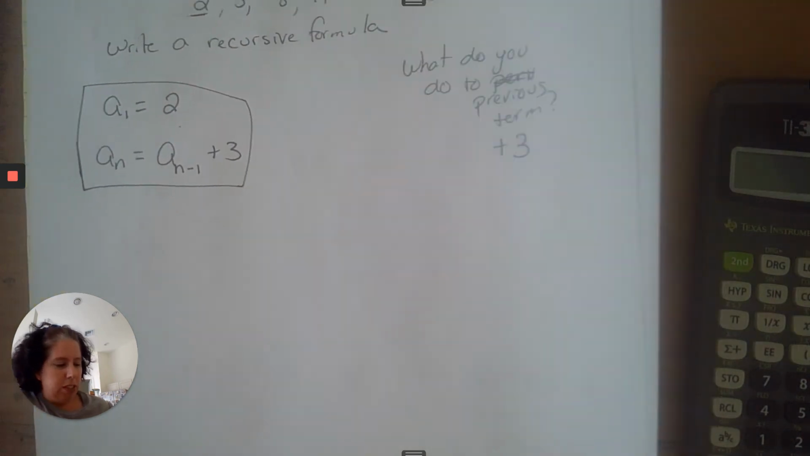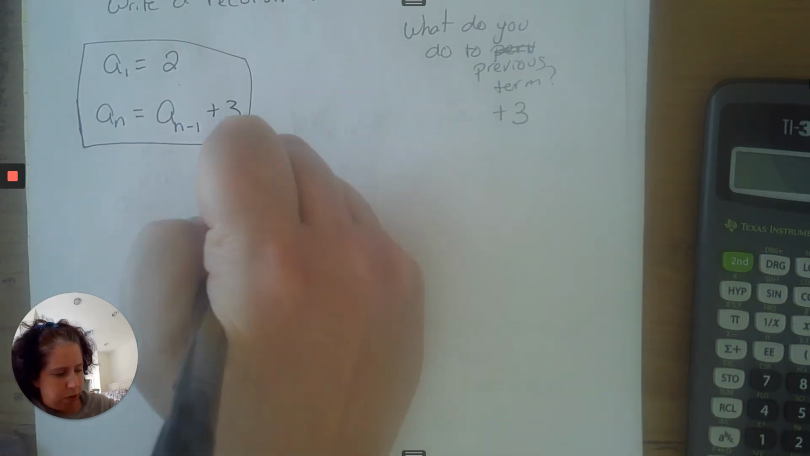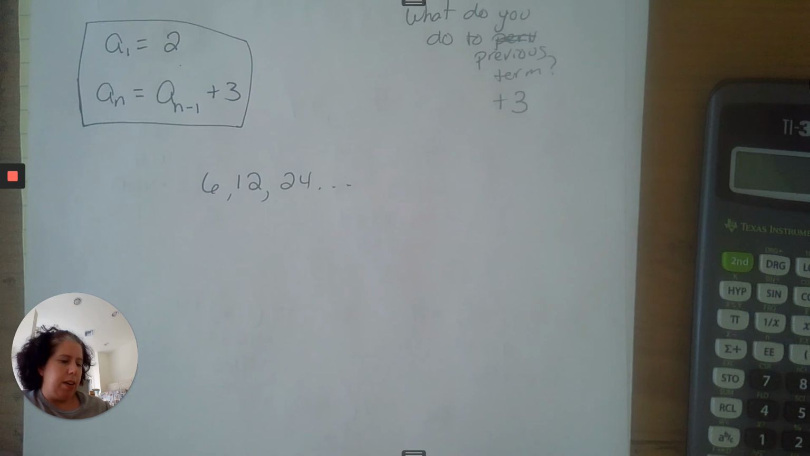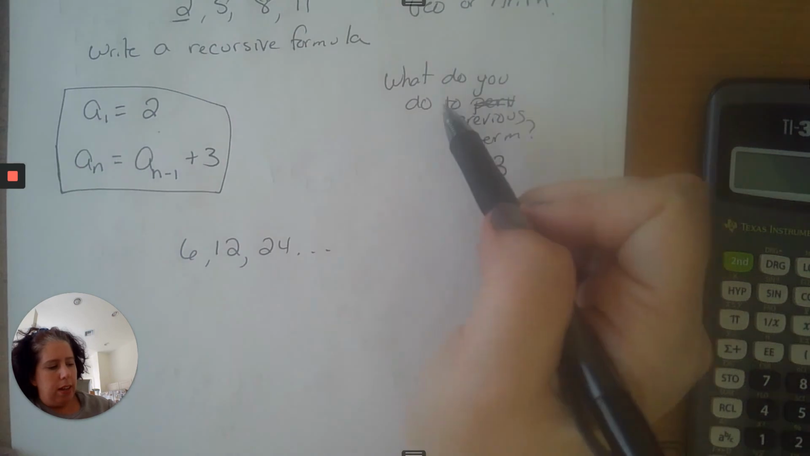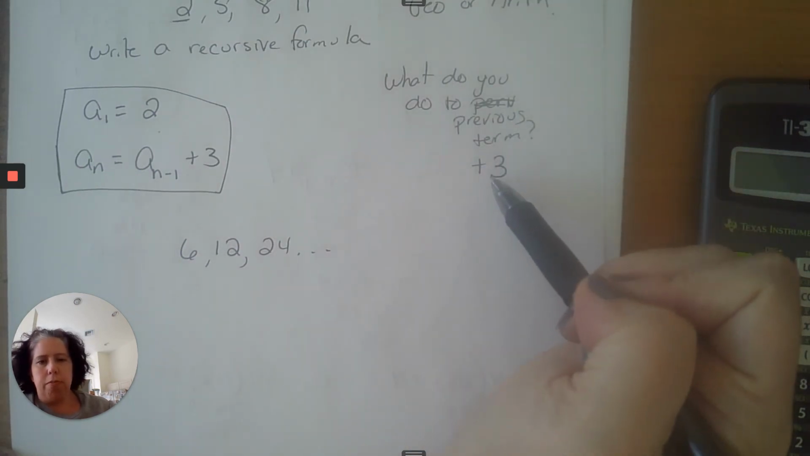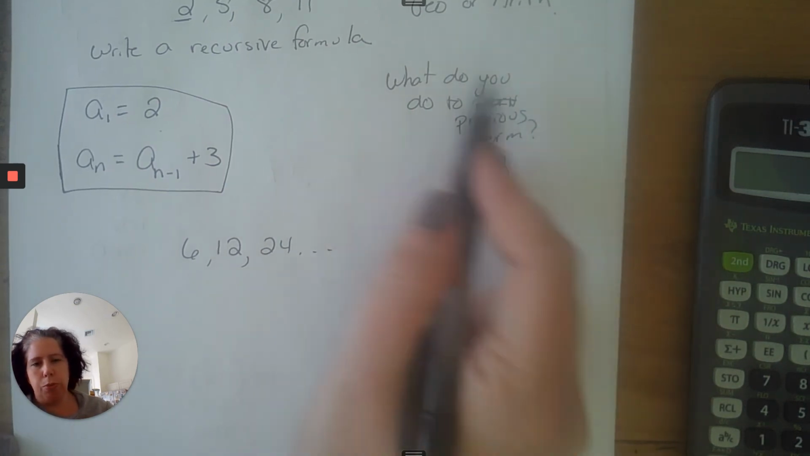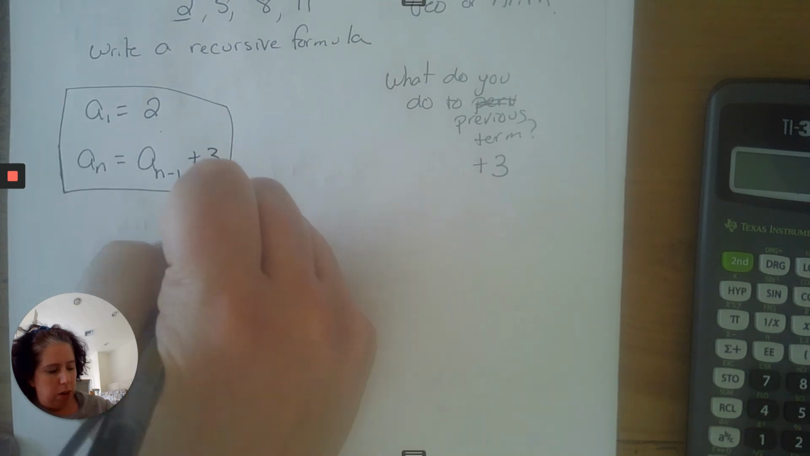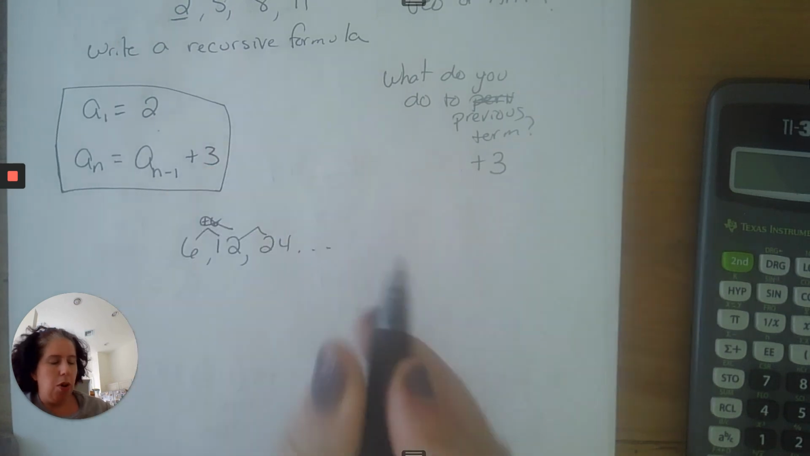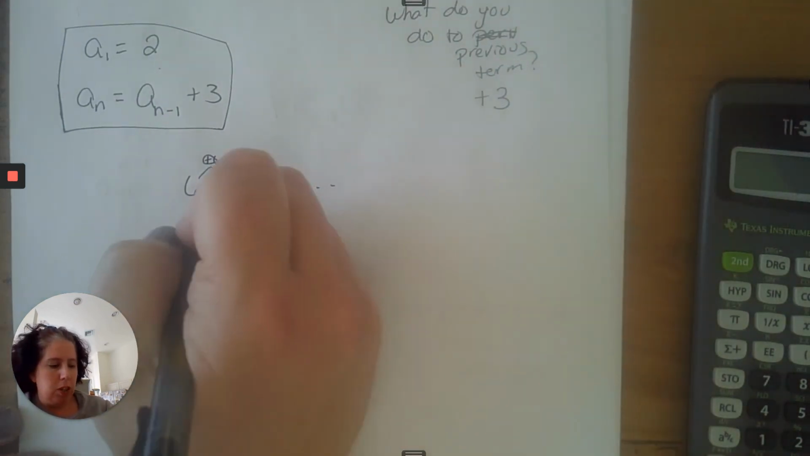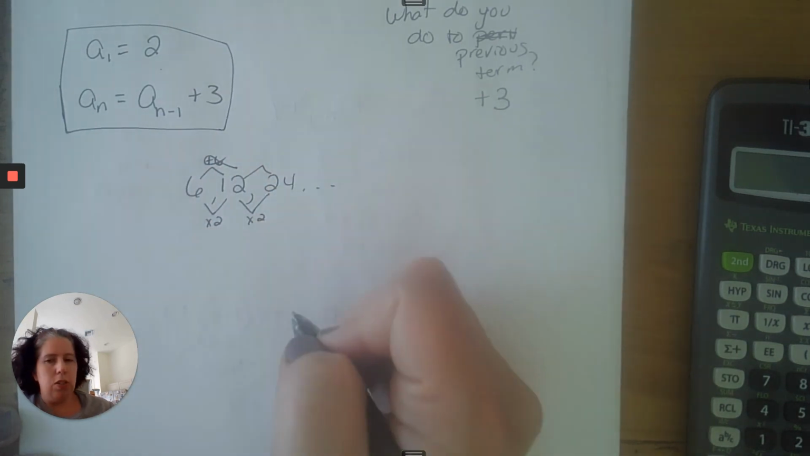Okay, if I give you something like this, 6, 12, 24, and I want you to write your recursive formula, what are you going to do to get to your previous term? Figure out if it's arithmetic or geometric. From 6 to 12, if I add 6, that'll be fine. But can I add 6 to get to 24? No. So then my other option is multiplication. 6 times 2 is 12. 12 times 2 is 24.